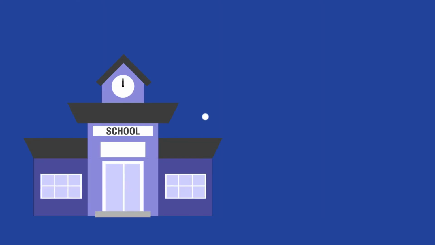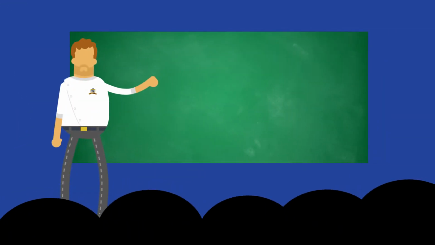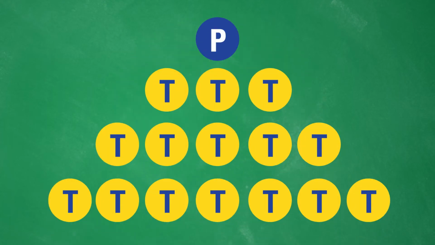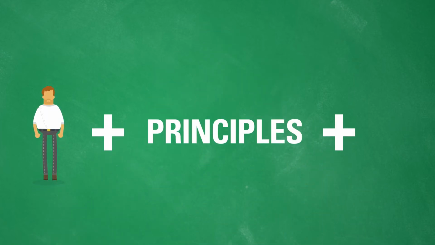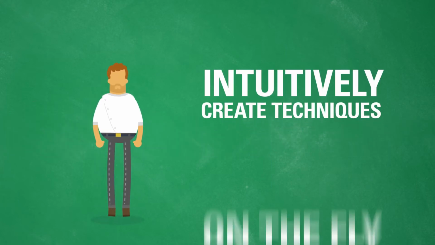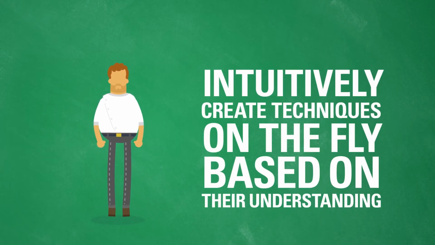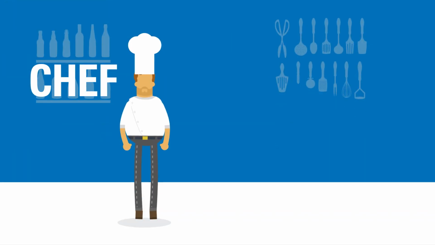While some schools base their entire curriculum on memorizing techniques for each part of the body, the CAO goes much deeper and teaches the osteopathic principles that govern technique and treatment. This is important because if a practitioner understands the principles of osteopathy and has a full understanding of the anatomy and physiology, they don't need to memorize techniques at all, because they can intuitively create techniques on the fly based on their understanding. This makes for far better patient outcomes because the technique and treatment is customized for the patient in the moment. An analogy that we like to use is the chef versus the short order cook.